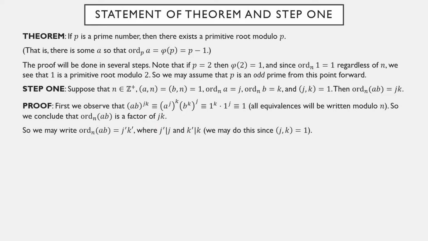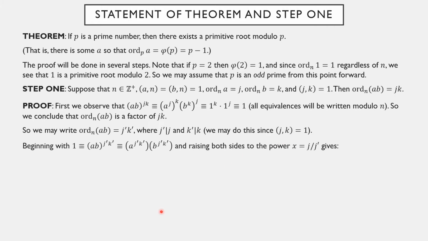Okay, so if the order of ab is a factor of jk, and j and k are relatively prime to one another, I can write the order of ab as a factor of j times a factor of k. You can really only do this step when j and k are relatively prime. If something is a factor of a product of two numbers, you can't necessarily write it as a factor of the first times a factor of the second.